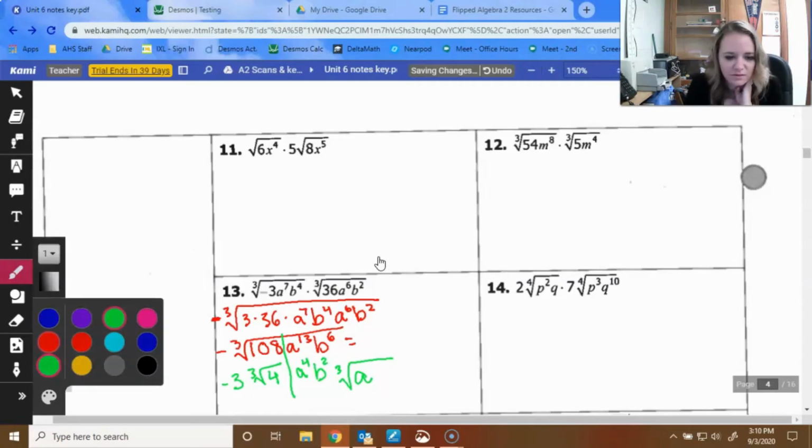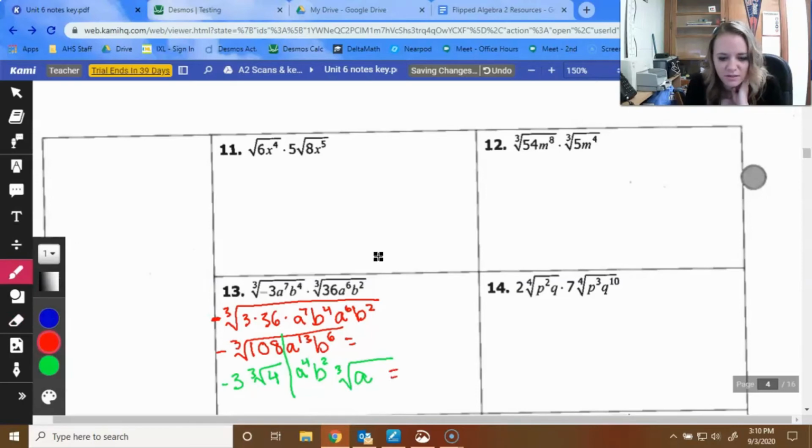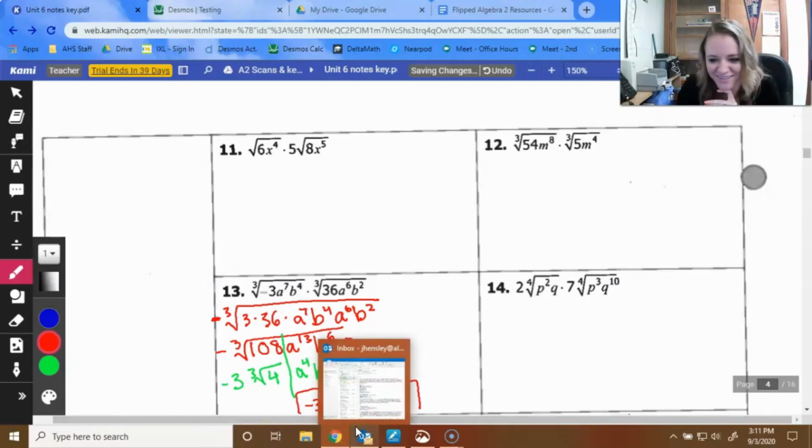Alright. Now let's put it all together. So I took out the A and the B, so I got to move that with the -3. So -3, A to the 4th, B to the 2nd. So I got everything out front taken care of. And now I have the same radical, 3rd radical of, and then I put everything in there, 4 and A. And that is the answer. Yep, we're all good. We got everything. Just wanted to make sure we had everything in there.